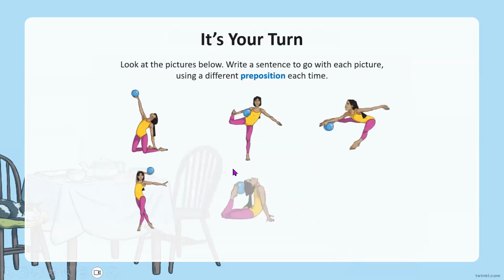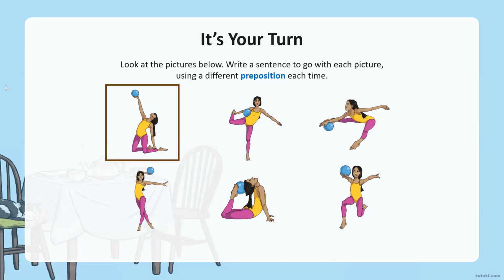Now, Dolin, it's your turn. I want you to look at the pictures in here and write a sentence to go with each picture using a different preposition each time. So let me give you an example. Look at the first picture. This girl is a ballerina. A ballerina is a person who dances ballet. So I can say the ball is above the girl.